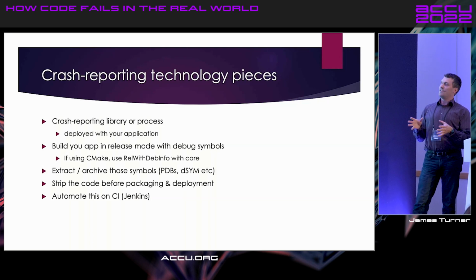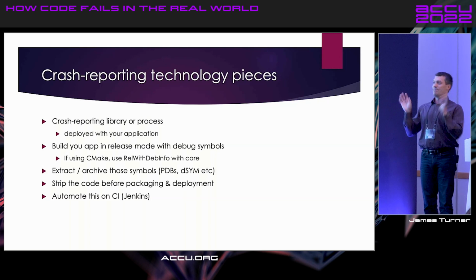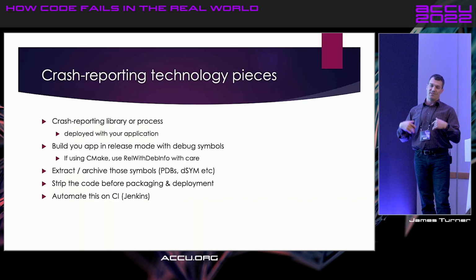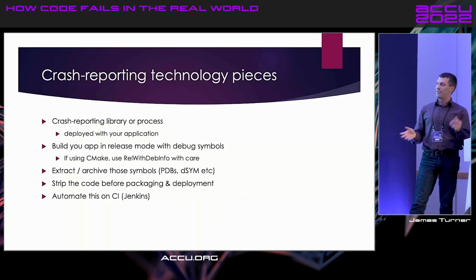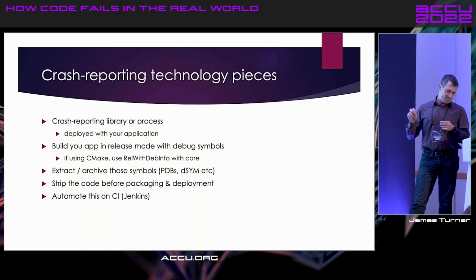Assuming you've done this, you then have to go and do some build system work to extract those symbols. Actually, on Windows they're in a separate file anyway, but on other platforms there's extracting the elf.debug. On a Mac, there's the dSYMs, whatever. You strip the code, because obviously you don't want to have the symbols in your release build. You'll need code signing, all that. And you can automate all of this. Great. And I did that actually quite a few years ago.